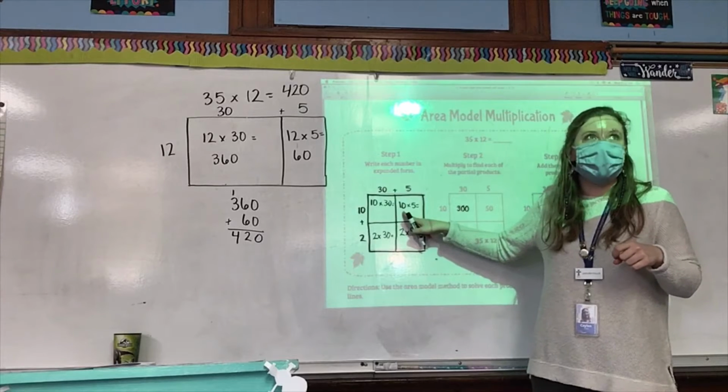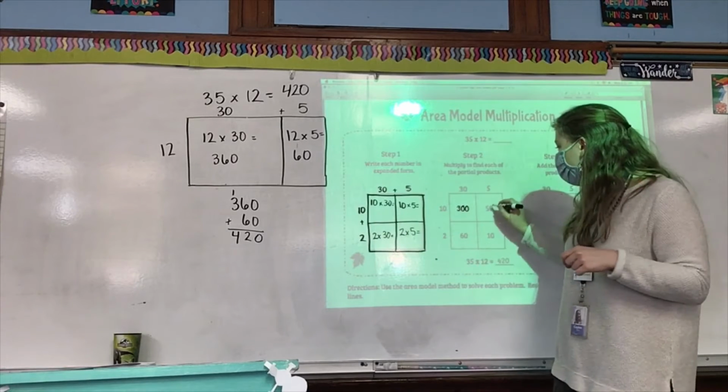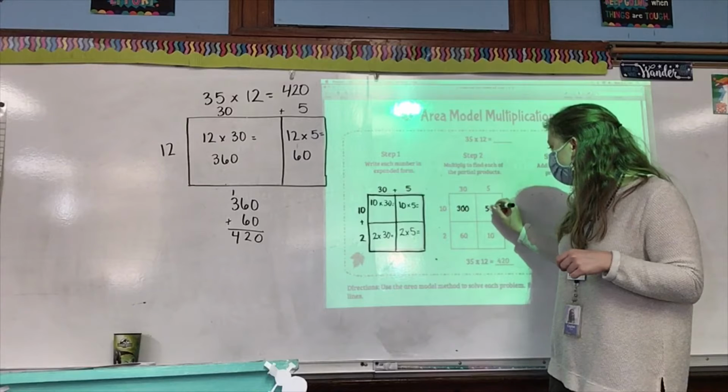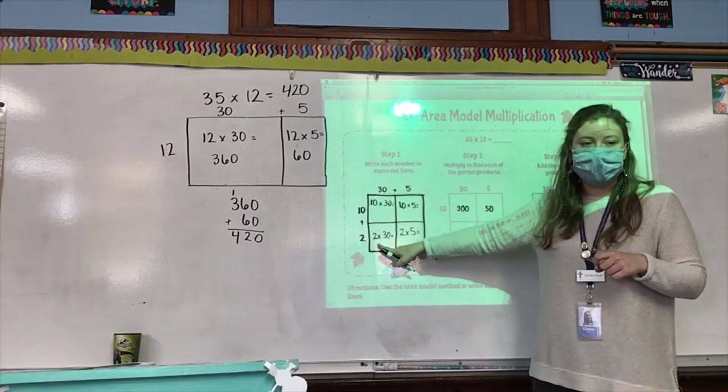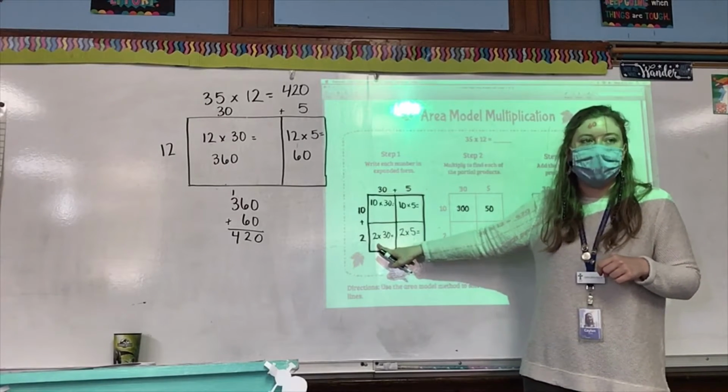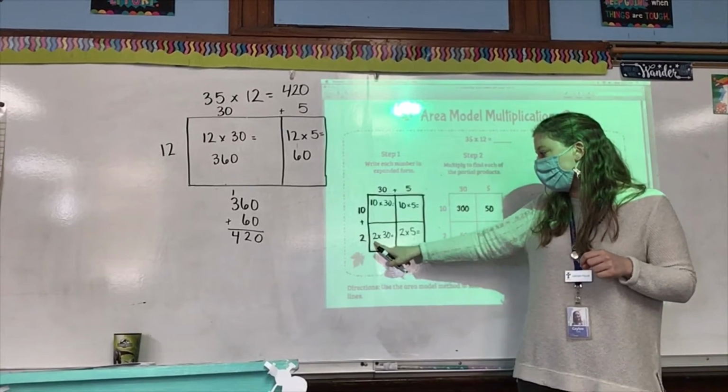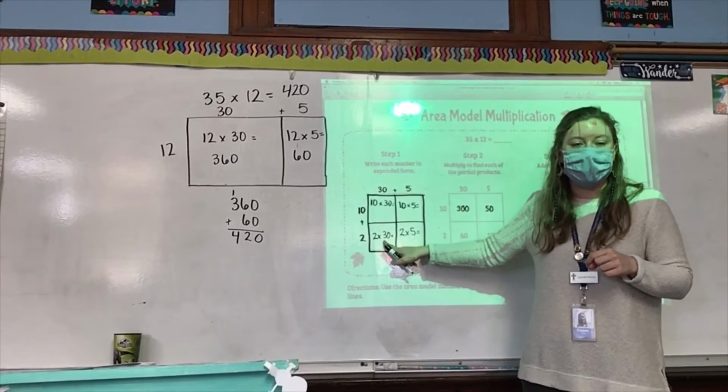I'm sorry, 10 times 5 is what, class? 50. Now let's go to this box. 2 times 30. We can use basic facts. The basic fact is 2 times 3. 2 times 3 is what, class?